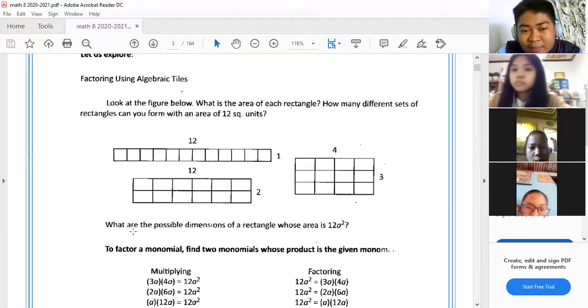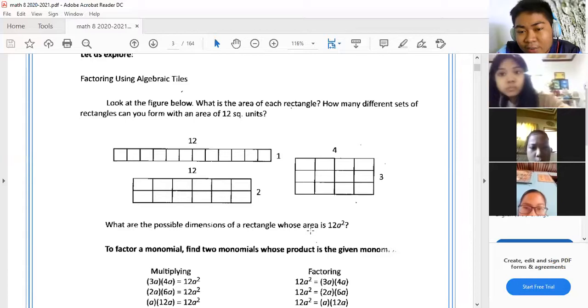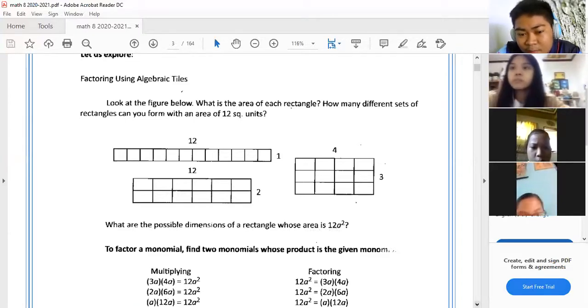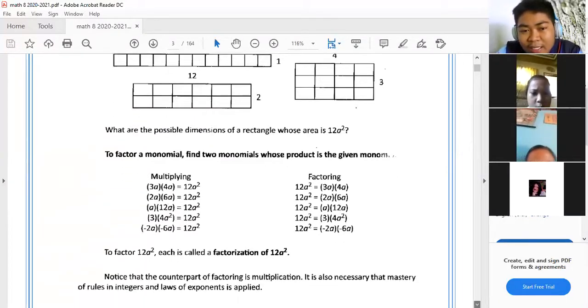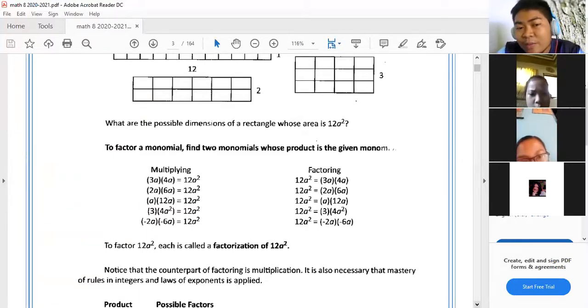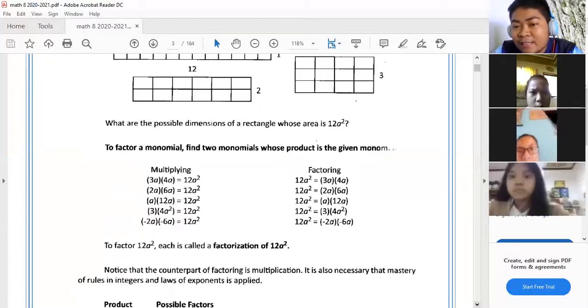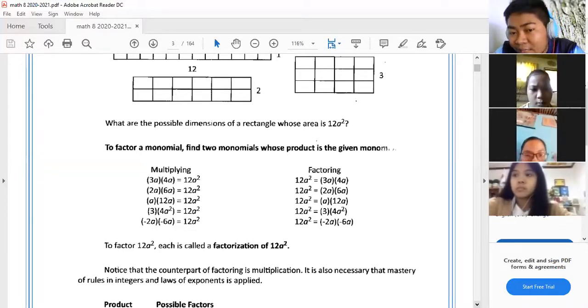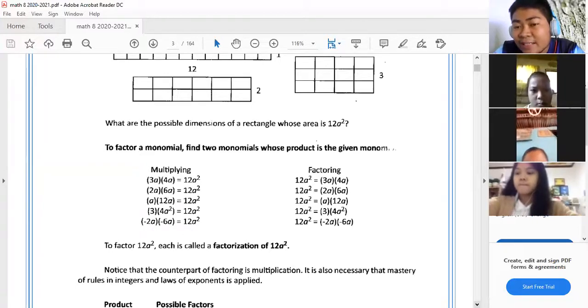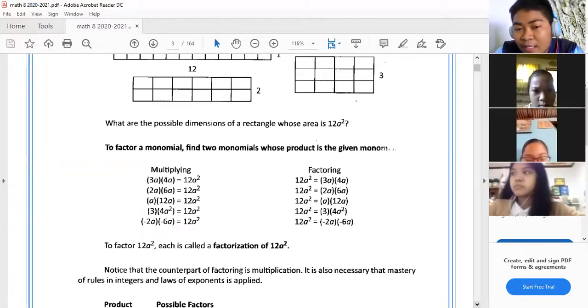So what is the possible dimension of a rectangle whose area is 12a squared? So to cut the explanation shorter, ganito lang ang natin. So to factor a monomial, find two monomials whose product is the given monomial. Ulitin ko lang. To factor a monomial, find two monomials whose product is a given monomial. So for example, in multiplication, di ba ganito?